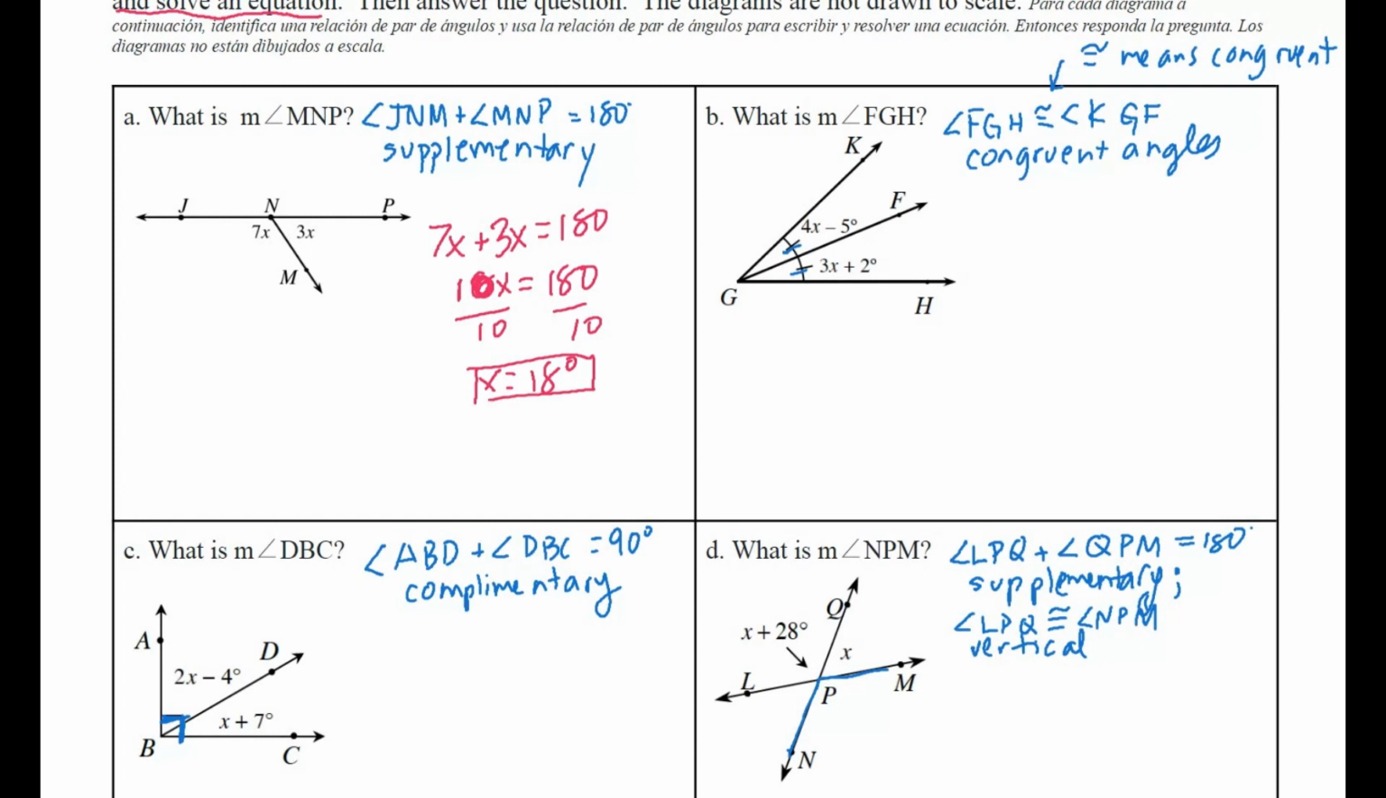Here I have congruent angles, so I have 4x minus 5 equals 3x plus 2. I subtract 3x from both sides, and I add 5 to both sides. That gets me x on the left is equal to 7 on the right.